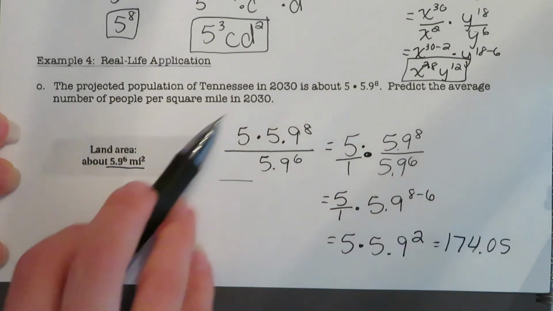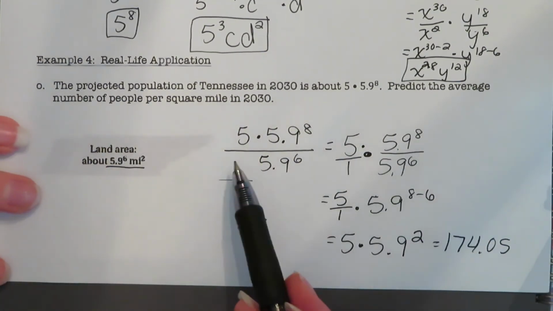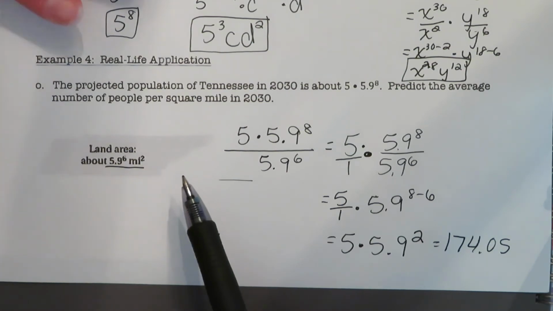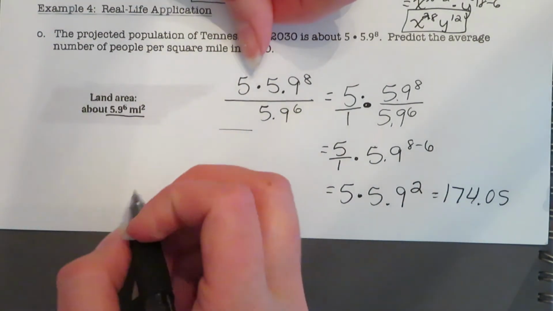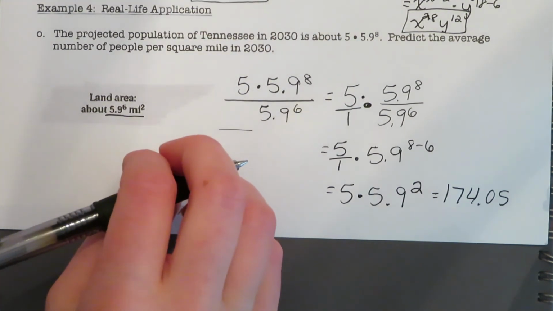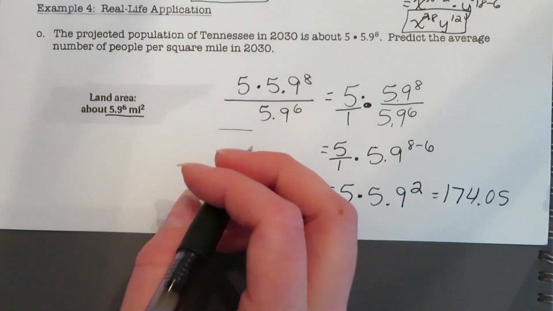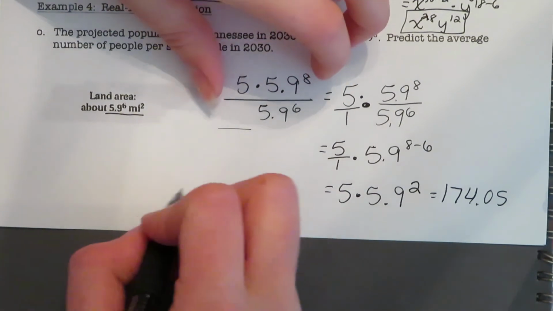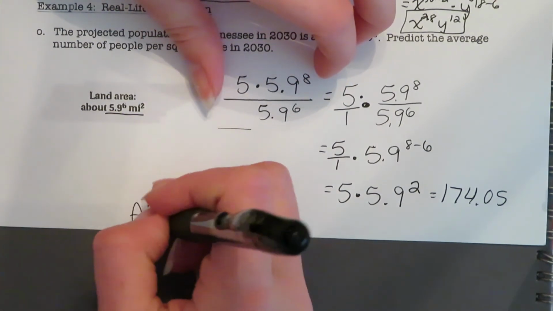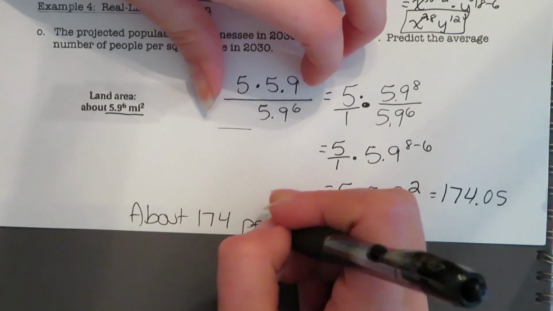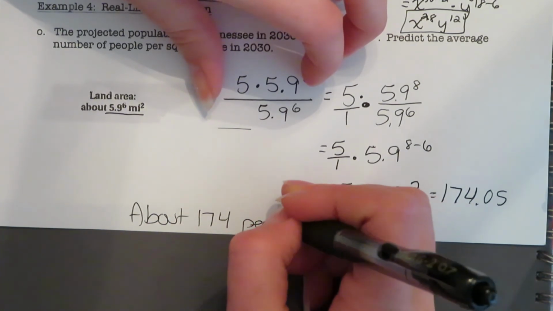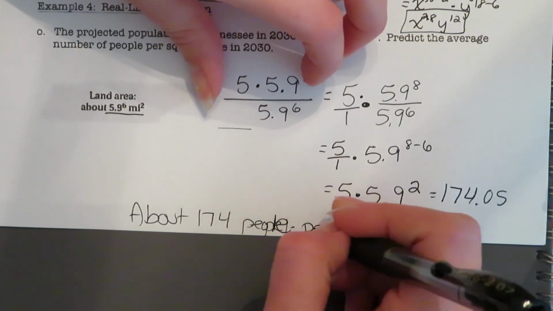So when the question says predict the average number of people per square mile in 2030, one thing we can guarantee is you can't have part of a person. No, we're not talking about arms or feet or anything being lost. So about 174 people per square mile.